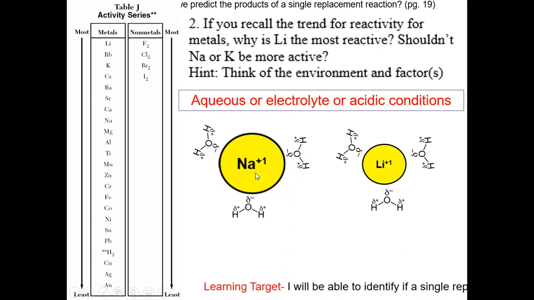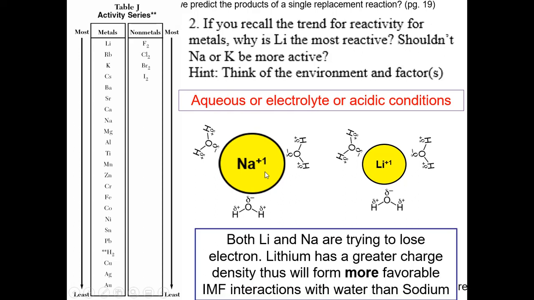So why is that? If you compare the sodium ion with the lithium ion, they both have the same charge, but the lithium ion is smaller. So the same charge is more concentrated in lithium than it is with sodium. So the charge density is greater in lithium because the charge is more concentrated. So it forms more favorable interactions with water than sodium does.